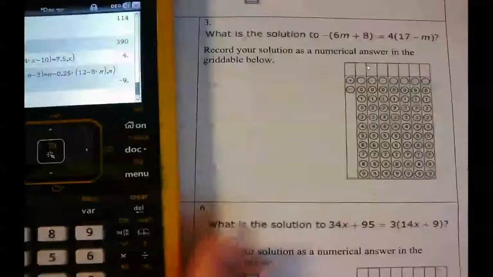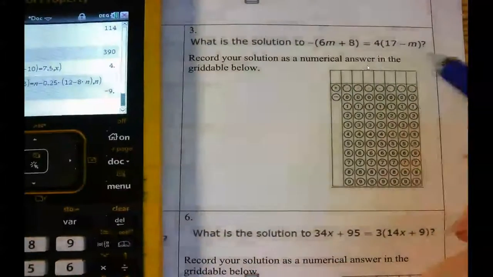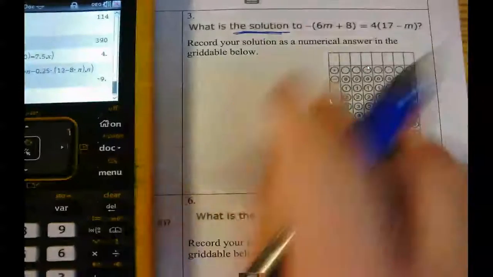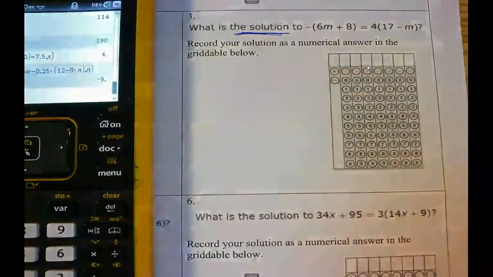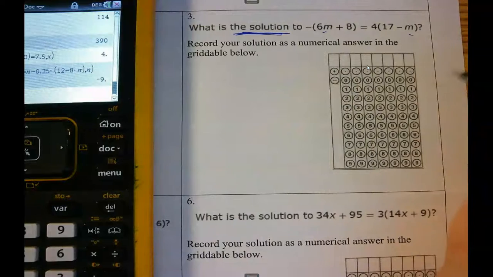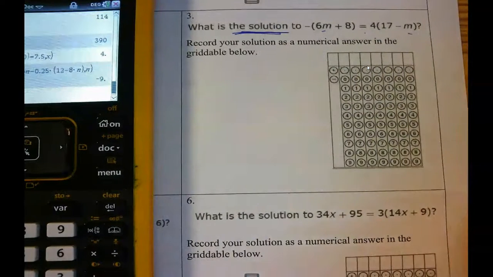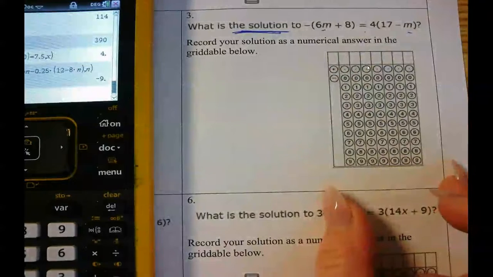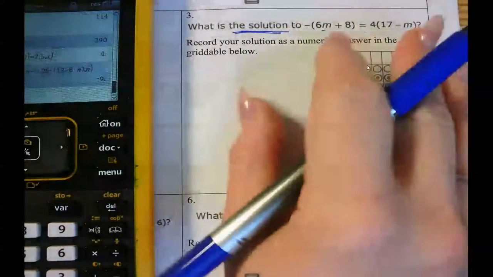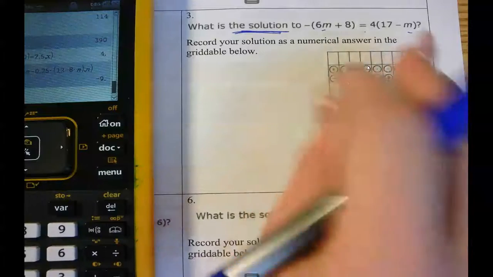Number 3 says, what is the solution to this? So here's another way that you're going to see it. Before it was, what is the value of? This one is, what is the solution? I have one variable, I've only got m here, and I've got one equal sign. So again, it's just menu 3-1. I can't guarantee it, but they might ask you this in a numerical response question.